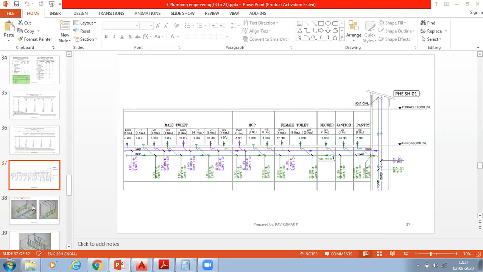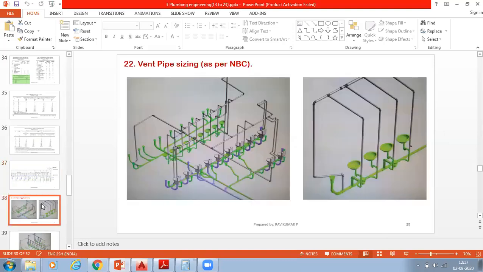Next, we will go to vent pipe sizing. As per the NBC tabulation, vent pipe sizing we are going to take. This is simple. This method from the NBC tabulation is very, very simple.